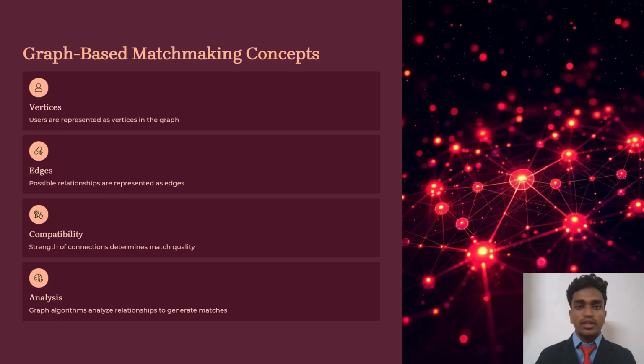In graph theory, a graph consists of vertices and edges. A vertex represents an entity, while an edge represents a relationship between two entities. In matchmaking systems, each user profile is represented as a vertex in the graph. If two users are compatible based on their preferences, an edge is created between them. The strength of this connection may depend on compatibility factors such as age, education, and interest. Graph algorithms then analyze these connections to generate partner suggestions.